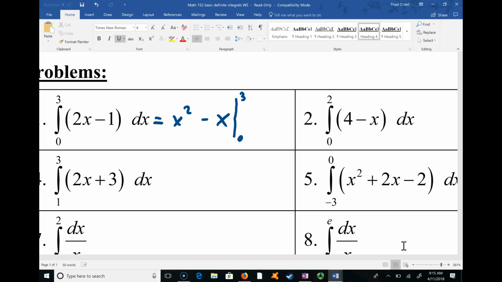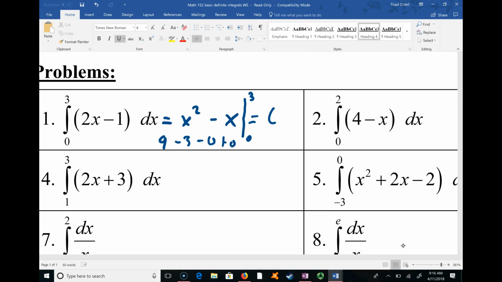So I put a 3 in for x squared, and that gives me 9. Put a 3 in for x, and that gives me 3. Put a 0 in for x squared, that gives me 0. And put a 0 in for x, and that gives me plus 0 because it's minus a negative x. So I end up with a total of 6. Isn't that slick? That's my answer. 6. Done.